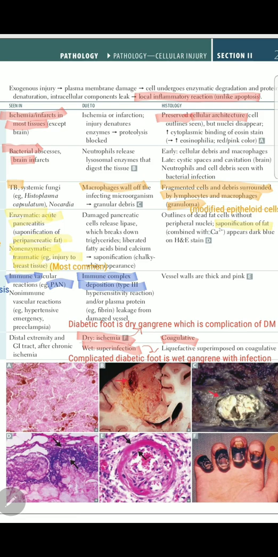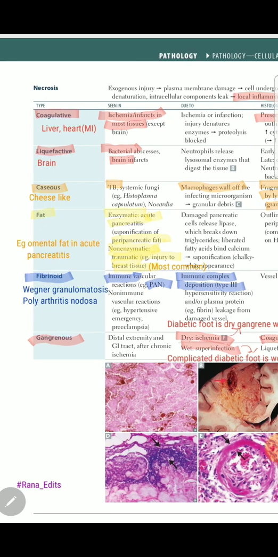In that dead tissue forms this soap-like appearance. That is not usually asked, but you should know that it is the calcium that is involved in fat necrosis. And then fibrinoid, the other very important necrosis.